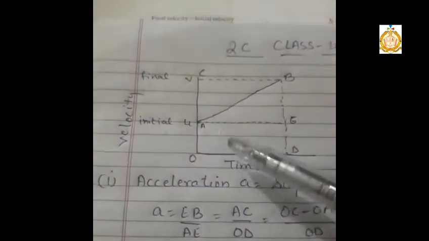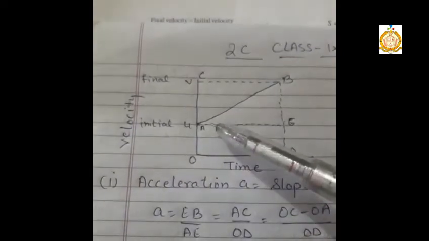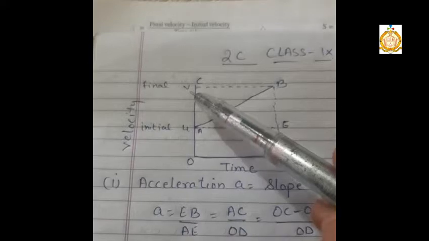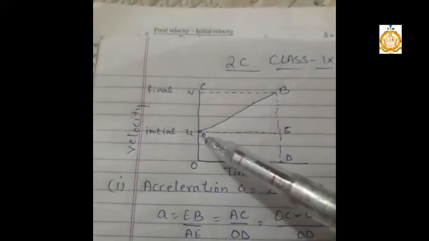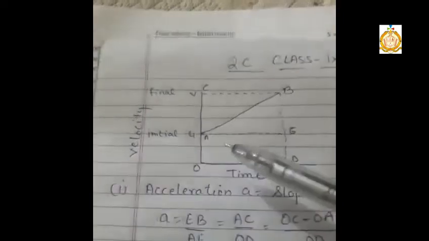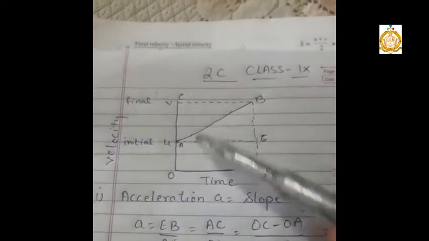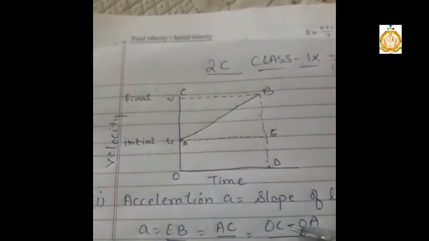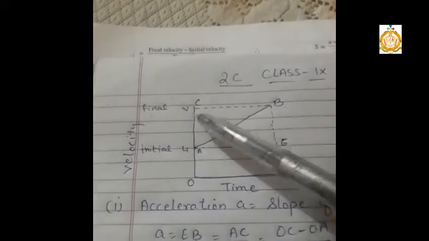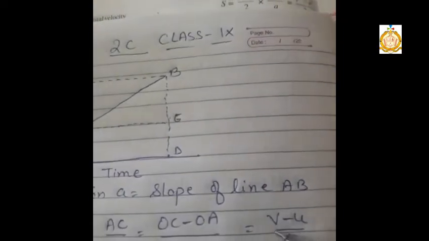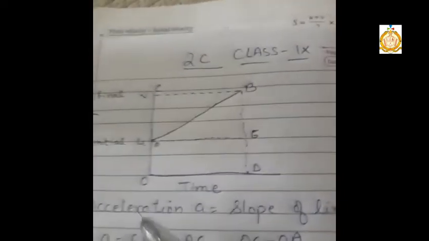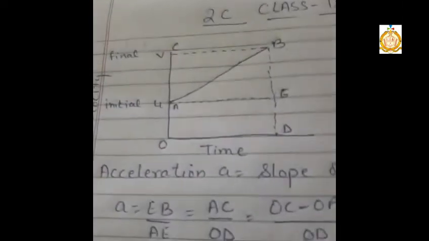So what is AC? Full AC. We can write, O to C, that is v, and O to A, that is u. So we can write OC minus OA, then we will get AC. So AC is equal to OC minus OA, O to C that is the value of v, and O to A that is the value of u. So our formula is v minus u upon OD. What is OD? That is time, that is t. So v minus u upon t is equal to a.